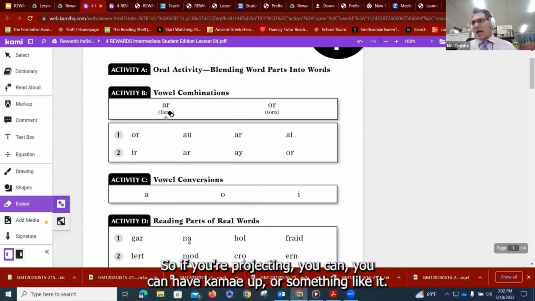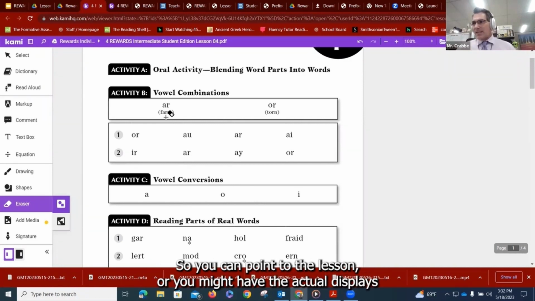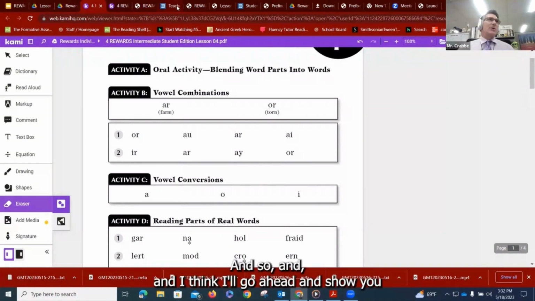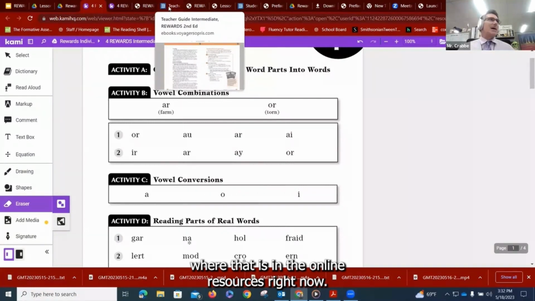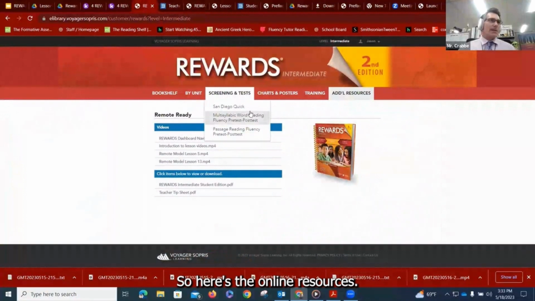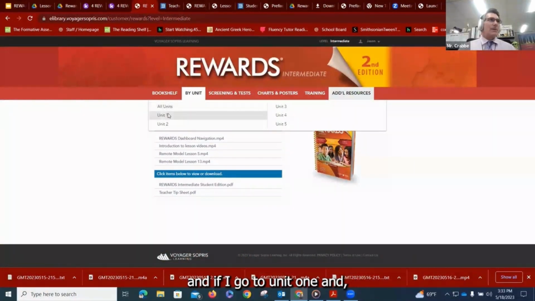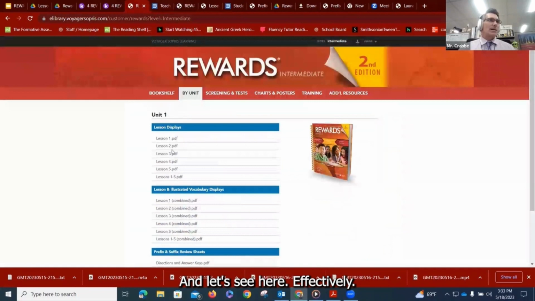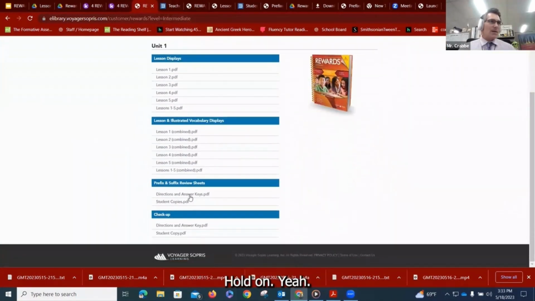If you're projecting, you can have it up so you can point to the lesson, or you might have the actual displays for the unit up on the online resource. I'll go ahead and show you where that is in the online resources right now. So here's the book, and here's the online resources. If I go to unit 1, I can go to lesson 4. Oh, that's the wrong one. That's activity E. Hold on. No, actually, yeah.